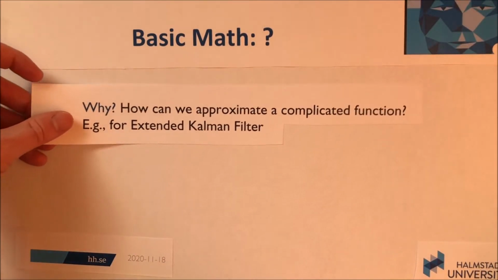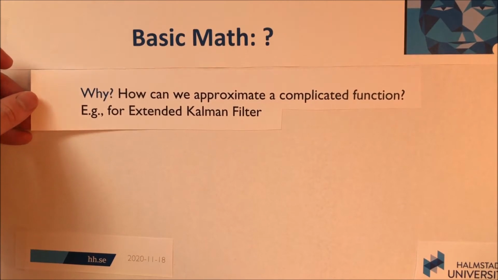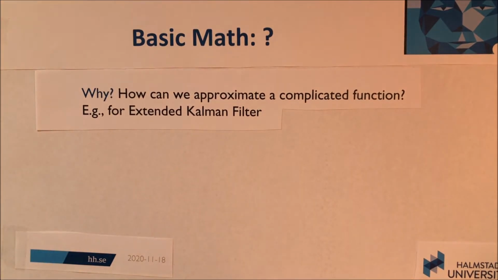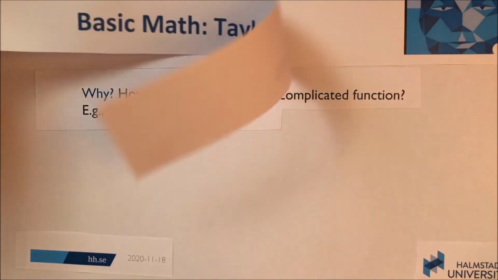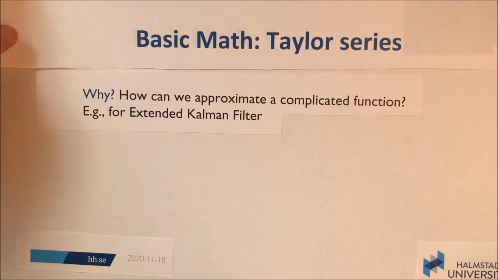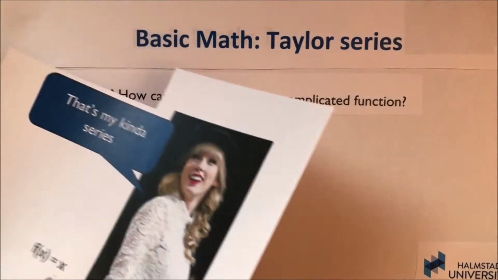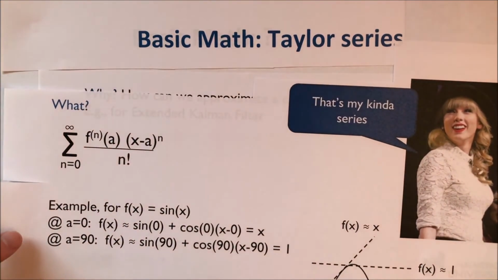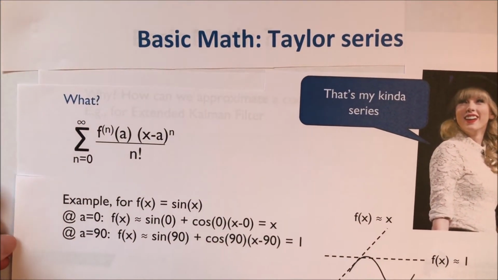Another really useful thing to do is to think how we can approximate some type of complicated function, maybe around some local place, around a point. For example, for extended Kalman filter. One thing we can try is a Taylor series. So what is that? We can use this equation over here.